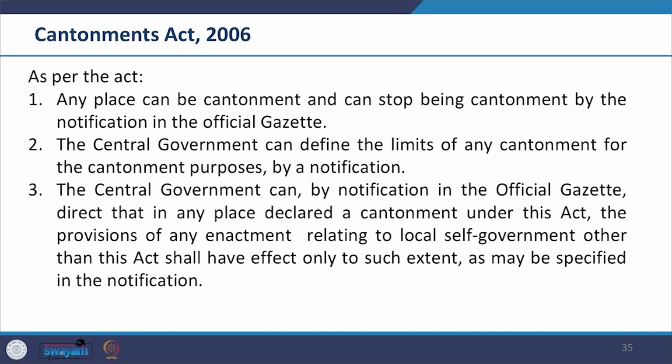Furthermore, we can see that the central government can define the limits of any cantonment. The central government can, by notification in the official gazette, direct that in any place declared a cantonment under this Act, the provision of any enactment relating to self-government other than this Act apply. So they have power to have more orders in the place. So the central government can give additional direction apart from the provision under this Act. Further, we see that they also have the right to alter the limits of the cantonments.